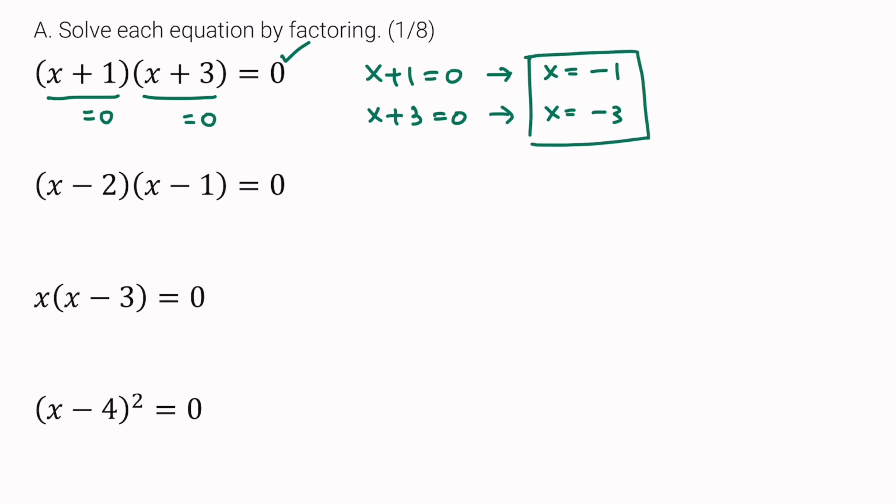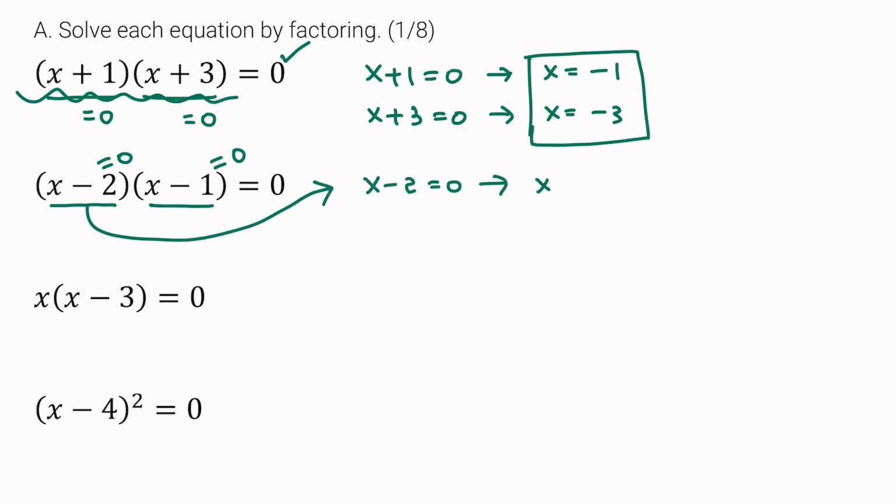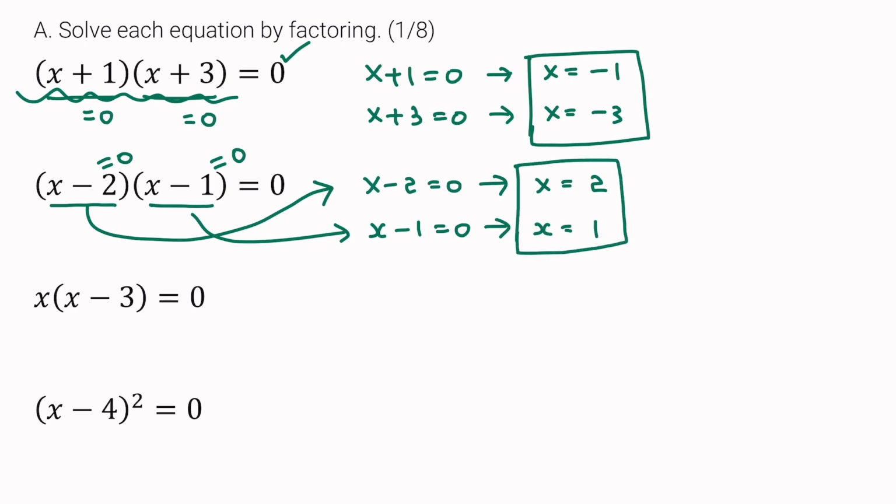So those are our x values, and this is how you would get the values of x from multiplication of two binomials like these. So moving on to the second one, it's either x minus 2 is equal to 0 or x minus 1 is equal to 0. And if x minus 2 is equal to 0, that means our x is equal to 2. And if our x minus 1 is equal to 0, that means our x is equal to 1. And this is how you would derive two x values from these expressions.